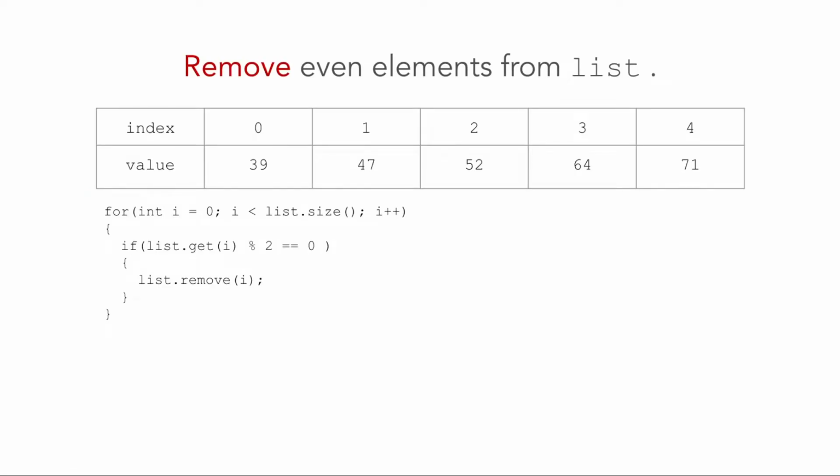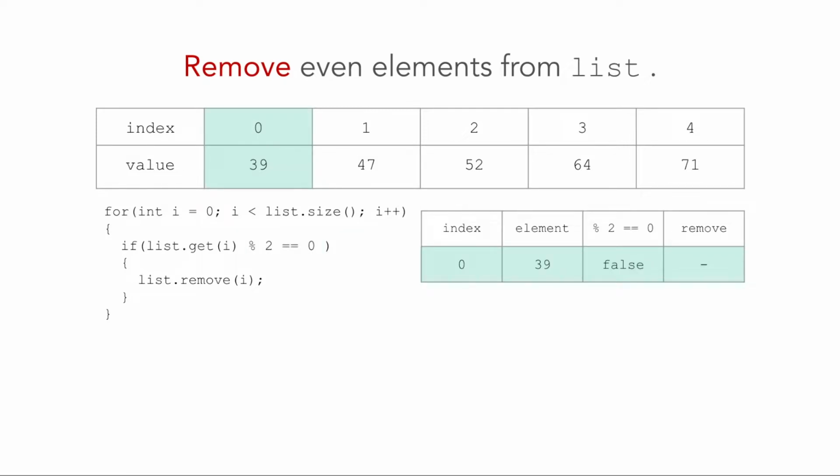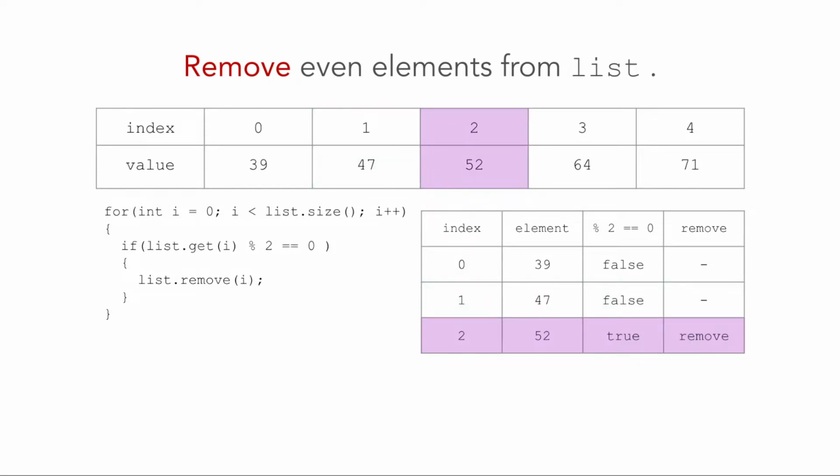Suppose we wish to remove all the even elements from this array list. Remember, even values are modulus 2 = 0. Let's start the traversal starting at index 0. Element 39 is in position 0. 39 is not an even value, that is false, so we are not going to remove this value. 47 is not an even value. 52 is an even value. We're going to remove it. When the even element is removed, all other elements after it shift an index to the left or -1.